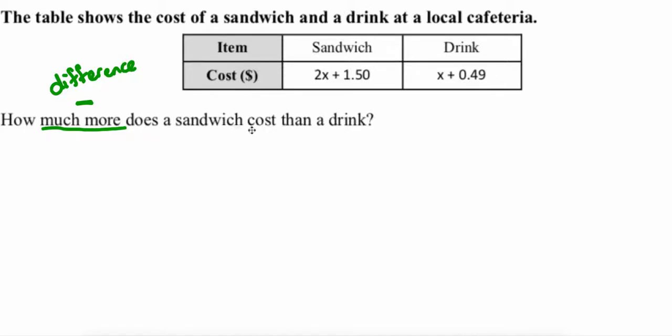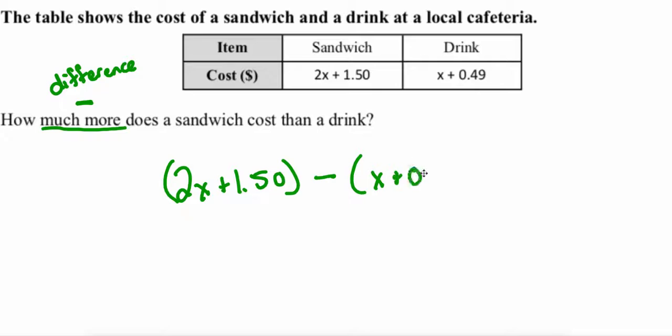So how much more does a sandwich cost than a drink? That means sandwich is the higher cost, so we're going to put that first. 2x plus $1.50. And we want to subtract the cost of a drink. In this case it is expressed using our x plus 49 cents. Remember, whenever we see that subtraction between our expressions, we want to change it to adding the opposite. And we fill in with our 1. I'm going to put my 1 in here as well.